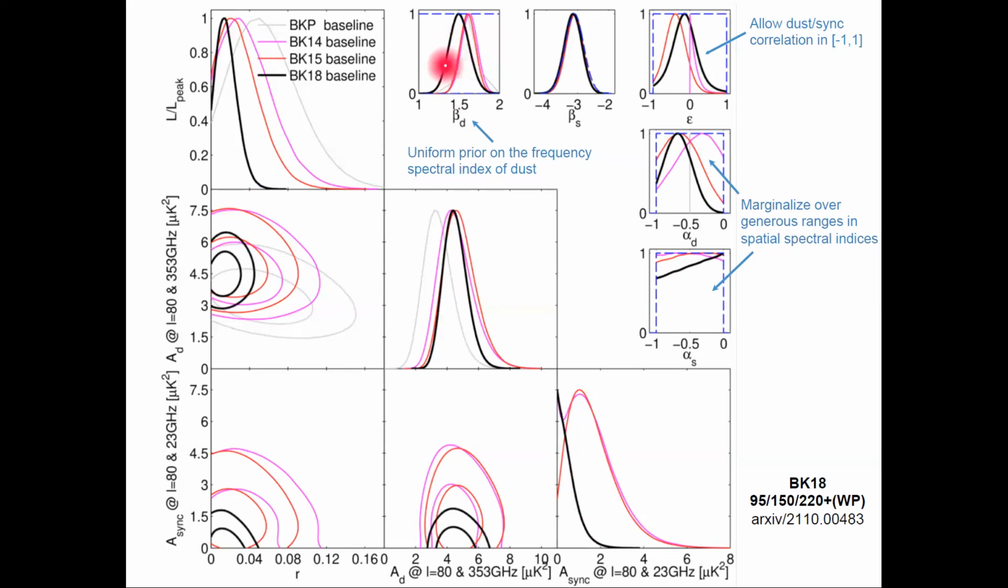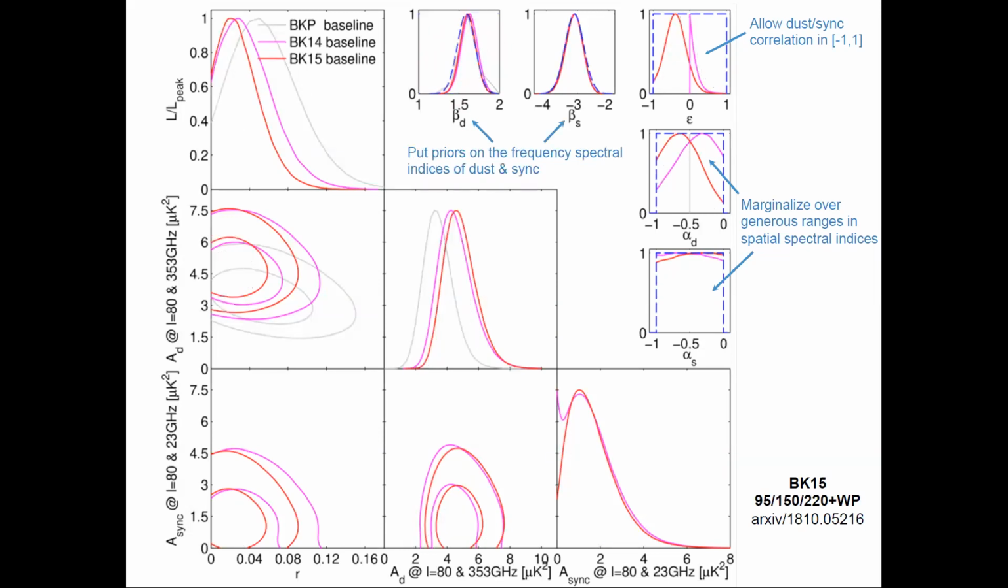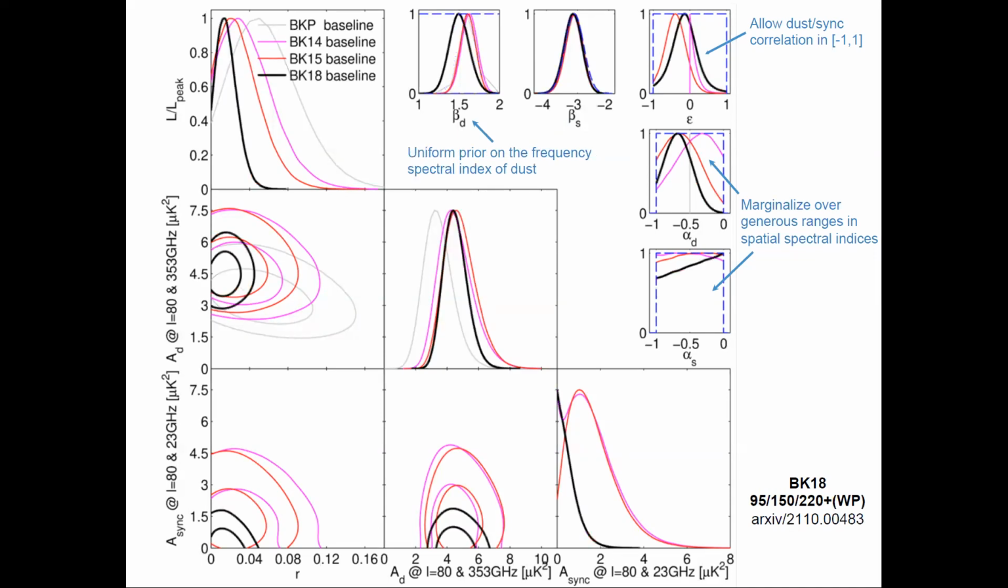We no longer have to put a prior on the beta D parameter. Up until the BK15 result, we had a prior on the beta D parameter, which came from other areas of sky. That was saying beta D, averaged over some large fraction of the high latitude sky, has some value, so we put that in as a prior. As we go forward to the BK18 result, we don't have to do that.